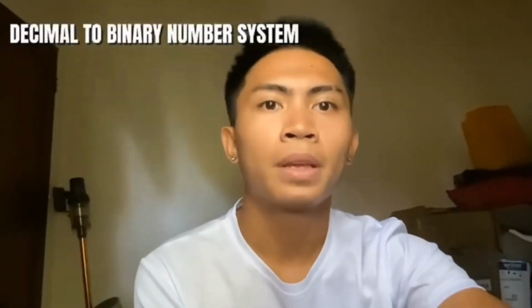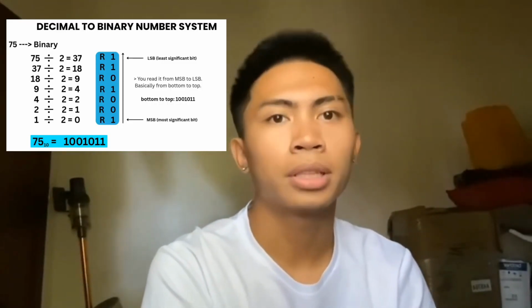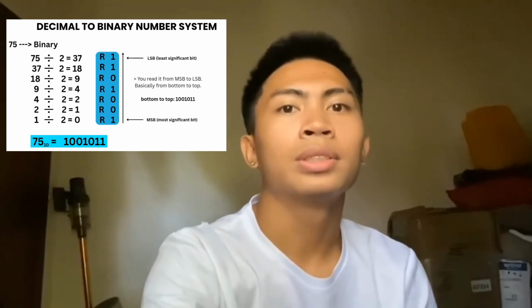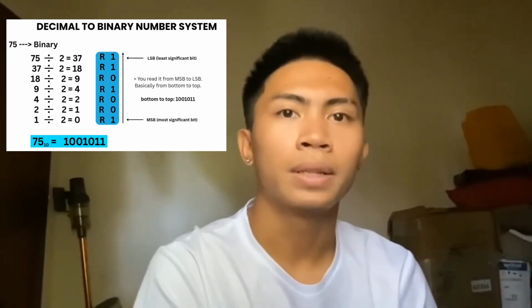Everyone, today I'll be explaining how to convert a decimal number into a binary number, or what we call the decimal to binary number system. Let's start with our first example, which is 75 in decimal. To convert 75 to binary, we just keep dividing it by 2 and write down the remainders. So here it goes. 75 divided by 2 is 37, remainder 1.